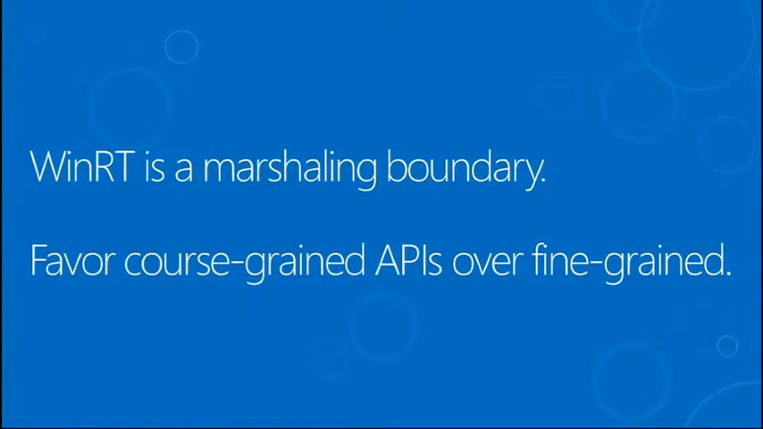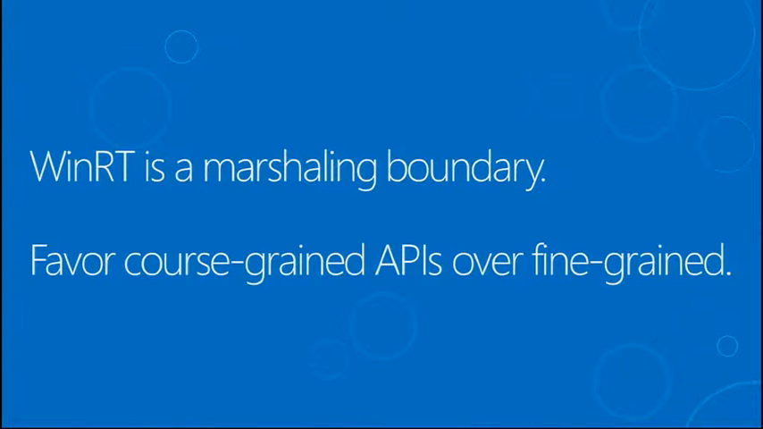So I want to do a couple of quick tips and tricks, and then we're going to finish this up and go into the panel discussion. So the first thing to remember is that the Windows Runtime is a marshalling boundary. Depending on the language interop scenario, there is significant copying going on, right?